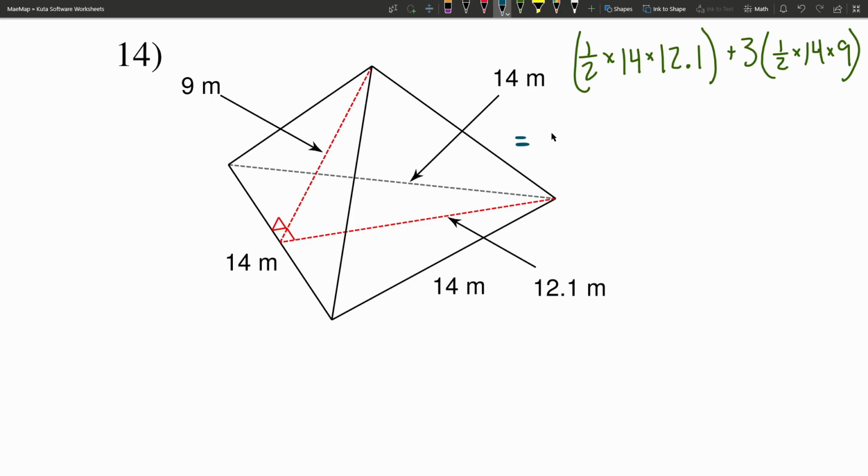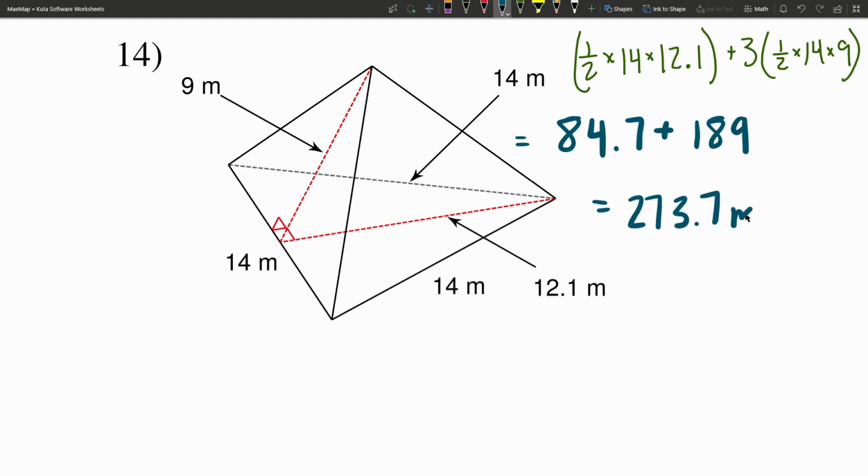1/2 times 14 is 7. Multiply that by 12.1. I get 84.7. And then I'm adding that to 3 times 1/2 times 14 times 9, which is 189. 189 plus 84.7 is going to give me 273.7. So that's 273.7 meters squared, because meters was our label, squaring it because we're dealing with an area, 273.7 meters squared for number 14.